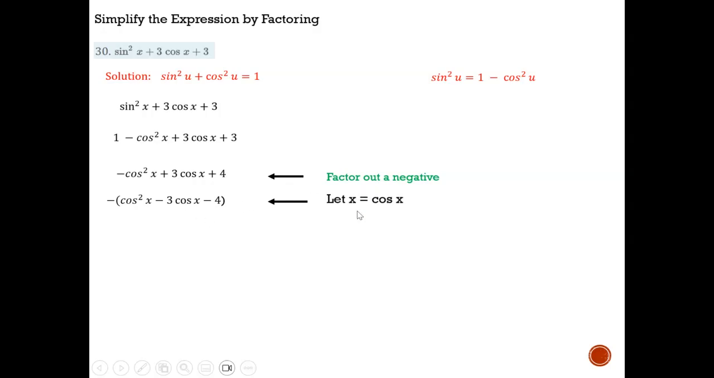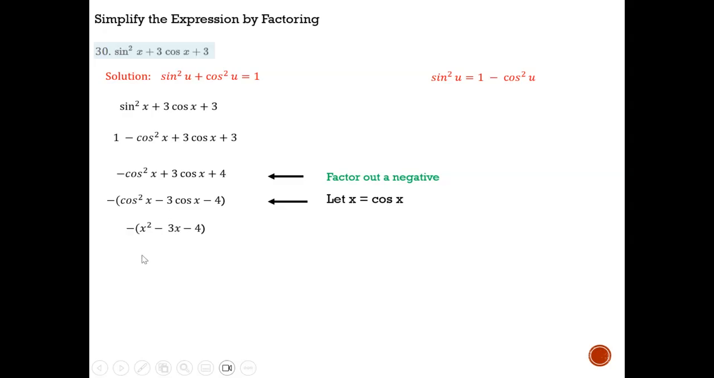Now here, guys, I'm going to let x equal cosine of x. And again, guys, when I factor out the negative, all the signs in the trinomial switch. You see, negative becomes positive, positive becomes negative, and positive becomes negative. Now we're going to let x equal cosine x. So that'll be x squared minus 3x minus 4.